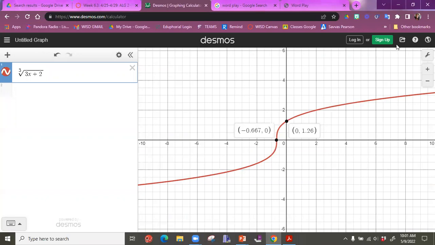All right, so here you go. Please analyze. So you're finding intercepts. You're finding points of increase and decrease. And it asks from 0 to 2, what's your max and min?